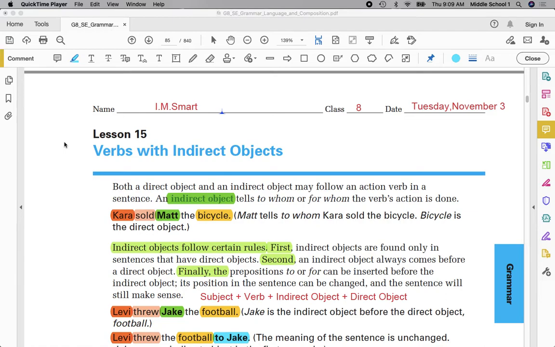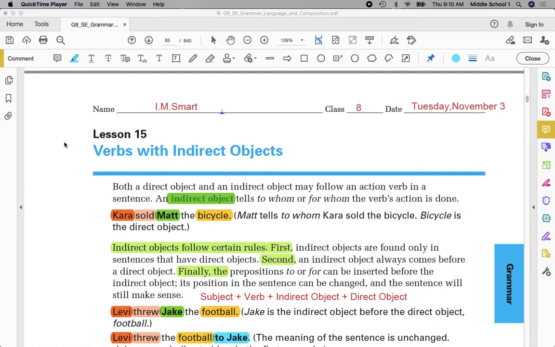There are several rules that indirect objects follow. First, they're only found in sentences that contain direct objects. Second, it always comes before the direct object. You will notice below this paragraph, I have inserted a little equation which helps us to remember the order. Subject plus verb plus indirect object plus direct object. It always will be in that order.